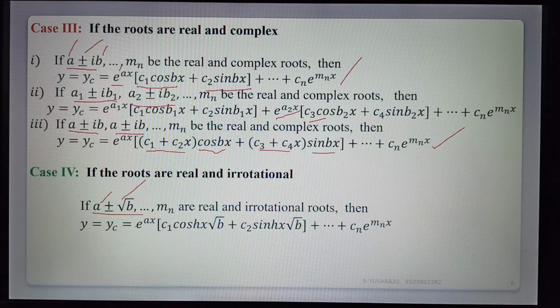The solution is given by e power ax, here the a value, into (c1 cos hx root b plus c2 sin hx root b) plus up to so on, the remaining may be real roots or any, using here case 1, case 2, case 3. Okay na? So here we take cos hx, hyperbolic; if complex is given, the general function is cos bx, sin bx. So for this irrational, the hyperbolic function, substituting the a value and the b value here. So this is case 4. These are the 4 cases used for finding the solution of the homogeneous equation f of D into y is equal to 0. Okay.